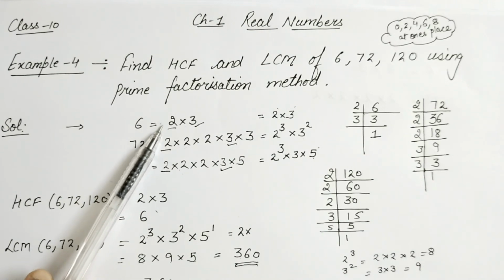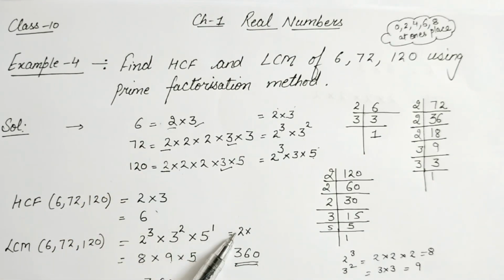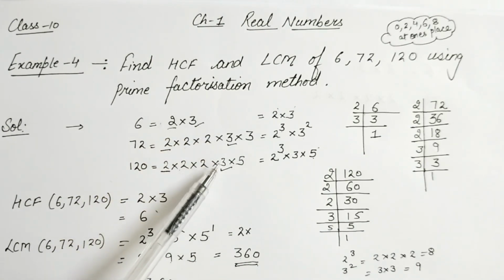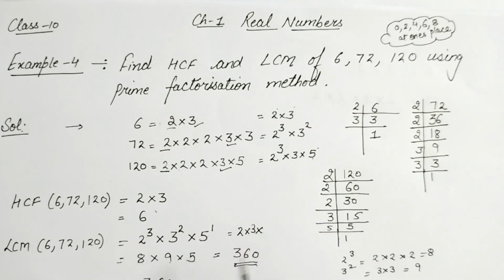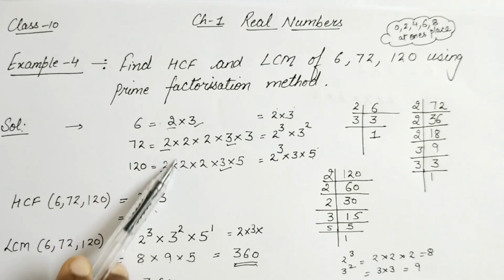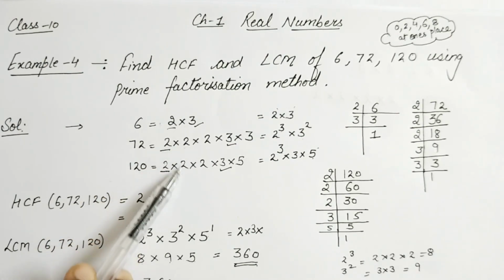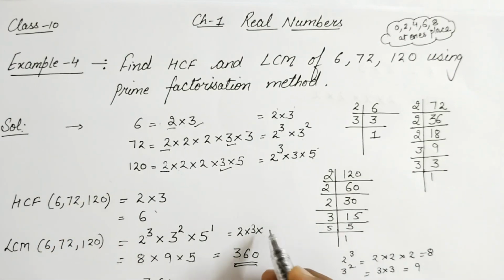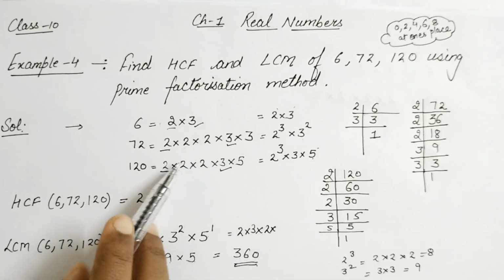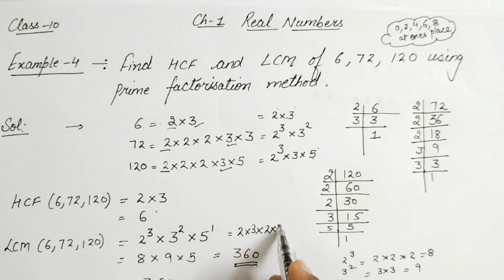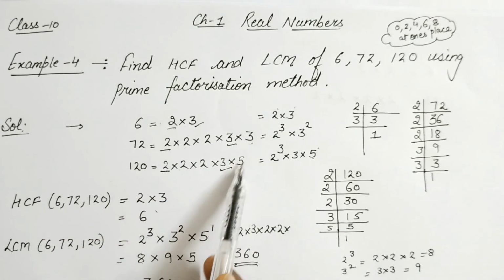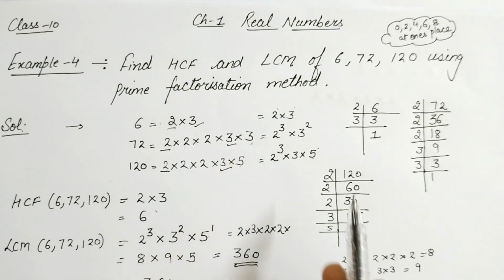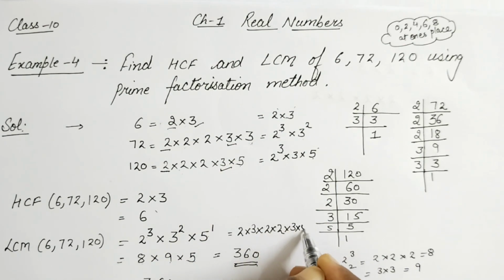So here 2 is common in all the 3, so I've taken it 1 time. 3 is common in all the 3, so again we will write it here. Now we will take the number which is common in 2 numbers. You can see here the 2 is common in 72 and 120, so again you are taking 2. Again 2 is common here, so again you are taking 2. Now 3 and 5 both are uncommon, so you are taking this 3 and 5.